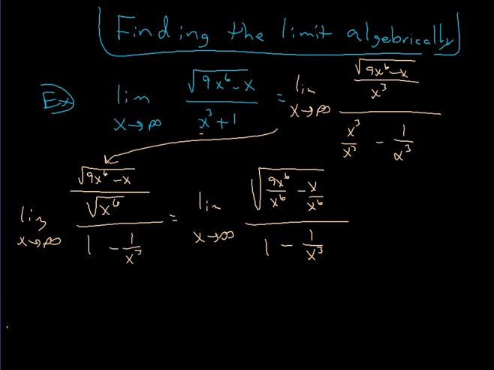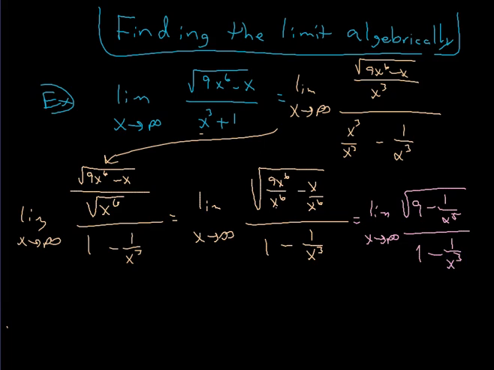Alright, so from there, I can reduce this: x to the 6th over x to the 6th cancels, leaving you just 9, and x over x to the 6th gives you 1 over x to the 5th. So it's now the limit as x approaches infinity of the square root of 9 subtract 1 over x to the 5th, divided by 1 subtract 1 over x to the 3rd.